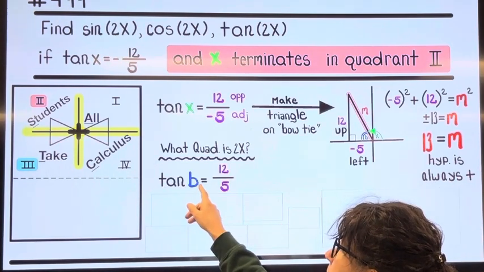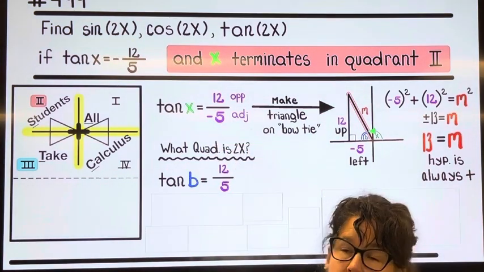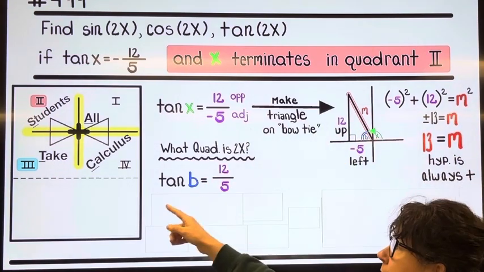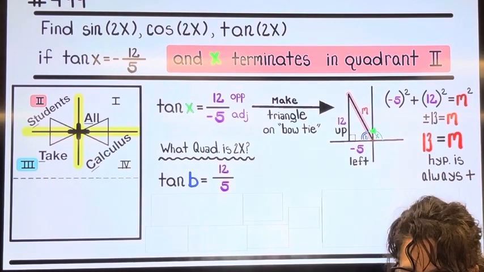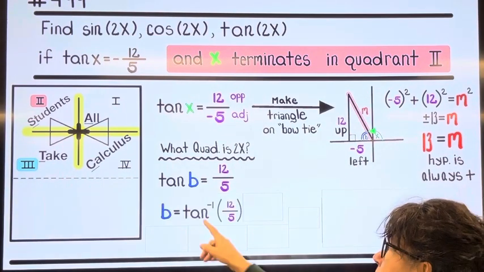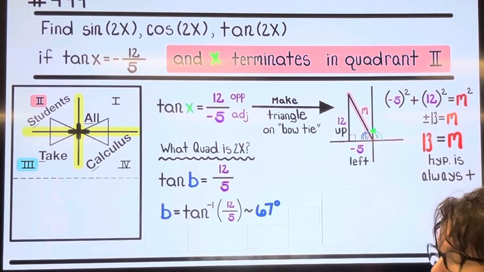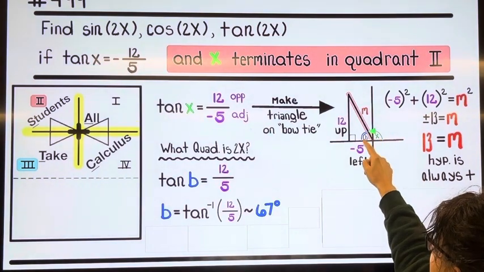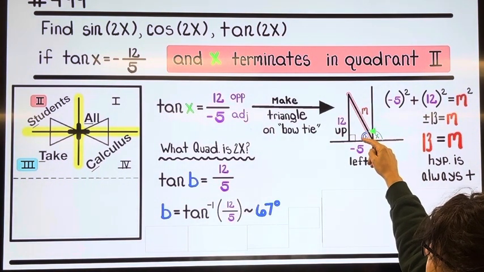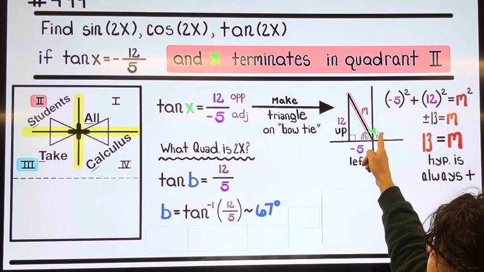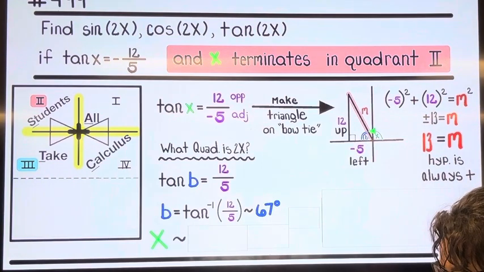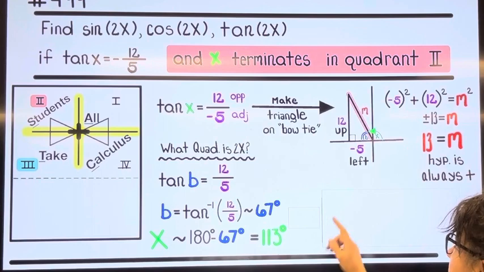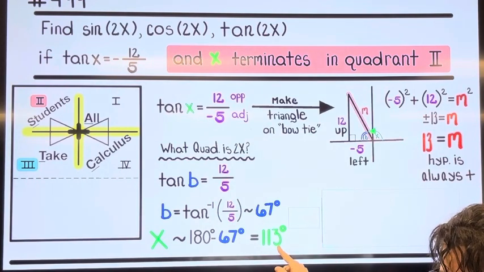I've set up the tangent of b is equal to 12/5. I didn't need the negative sign because I'm just having this free-floating triangle here. I take the inverse tangent of both sides to get the b by itself. And so inverse tangent of 12/5 is about 67 degrees. So this angle measure here, for b right there, is 67 degrees in that triangle. And so if I want to know angle x, I'm going to take 180 degrees minus that 67. And so angle x is about 113 degrees.